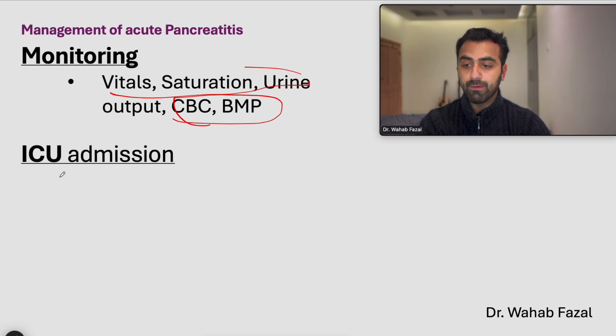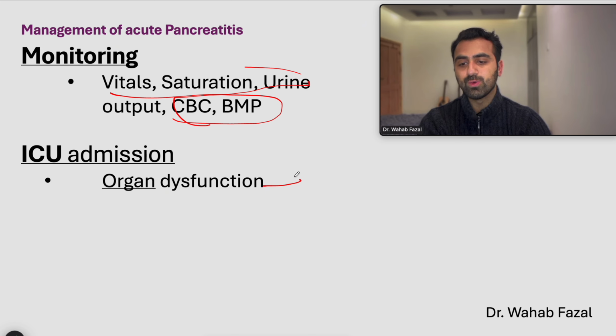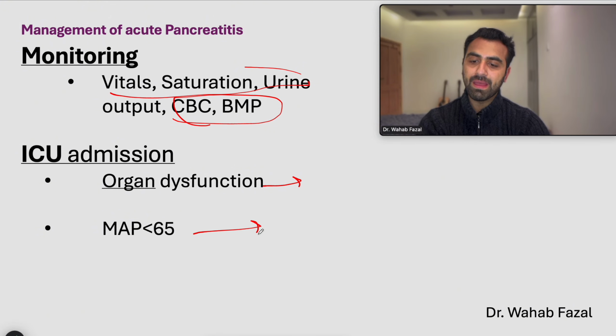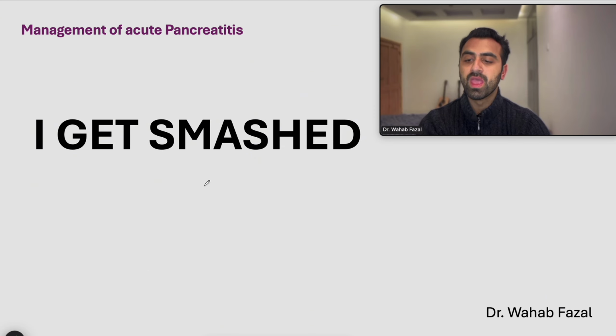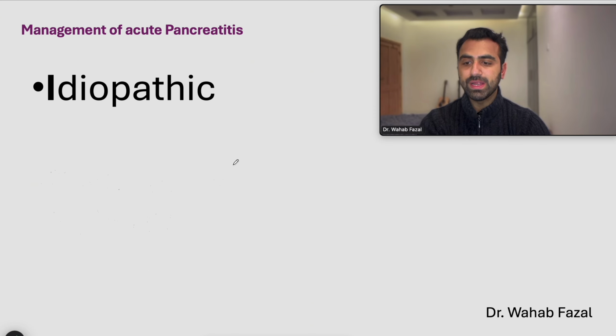And then who do you want to get for ICU admission? Somebody who has a high SOFA score, a MAP less than 65, they're not maintaining their MAP, they have a very high fluid requirement, and they have persistent SIRS greater than 2, you want to get this patient into the ICU. What are the possible causes that you want to evaluate?